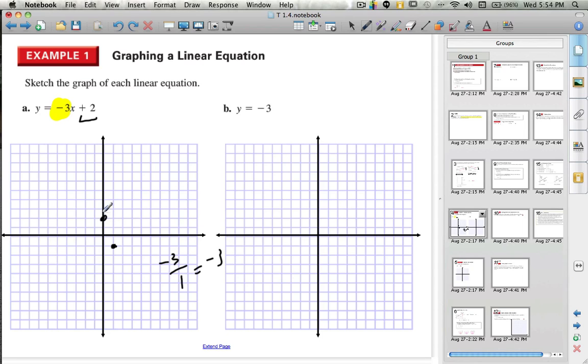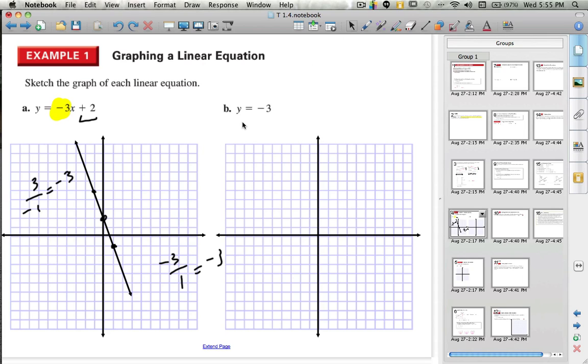Equally, I could go up 1, 2, 3, and left 1. That would be 3 over -1, that equals -3. Either way I go, once I have 2 points, that will have determined my line, and then this is graphing the line. Okay, so I missed a little bit. Let me put it back where it belongs. And there's our line.